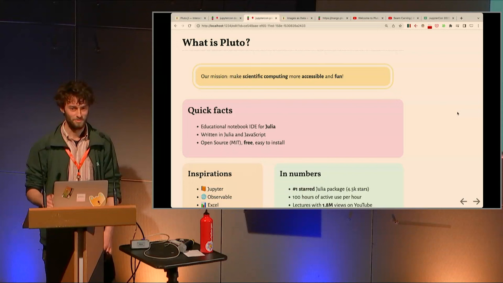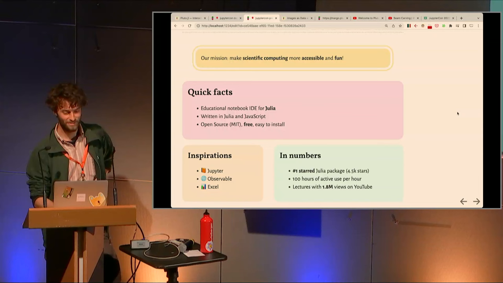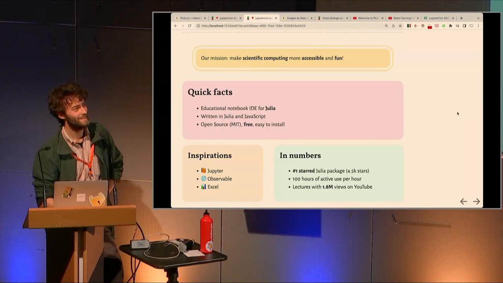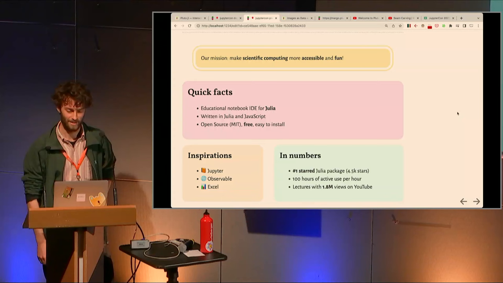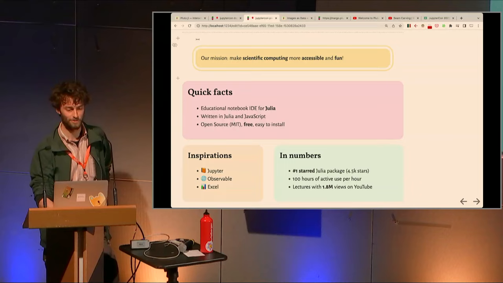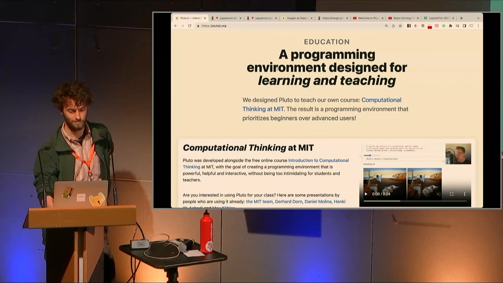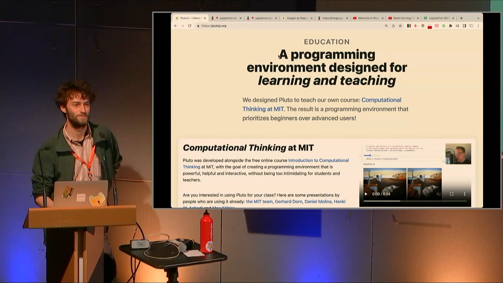So quick facts, we are an educational notebook for Julia, not for Python, only Julia. We are written in Julia and JavaScript. We're not like a Jupyter kernel or something, it's really a new project. Started in 2020, and it's developed alongside a course we are teaching at MIT called Computational Thinking. There we use it as a book, as the lecture notes, and so students can be at home playing with our material.